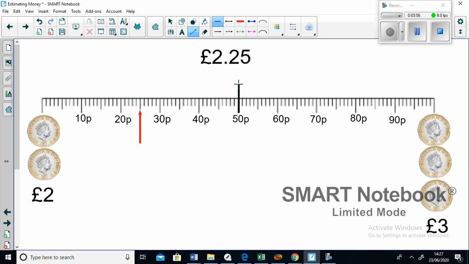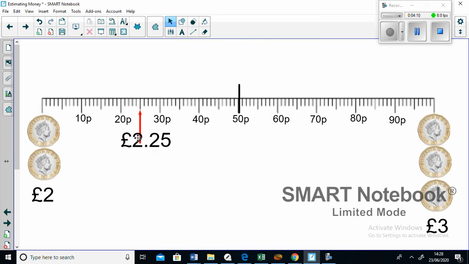That's my halfway marker. So I have to think, is it on this side of the halfway marker? If so, I'm going to round it down to £2. Or is it on this side of the halfway marker? If so, I'm going to round it up to £3. You can clearly see that £2.25 is on this side of the halfway marker. So £2.25 will be rounded down to £2.